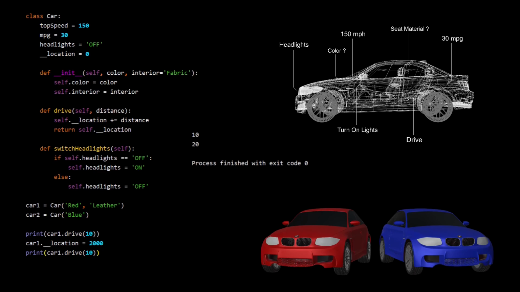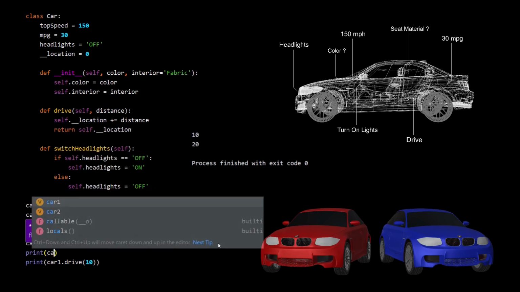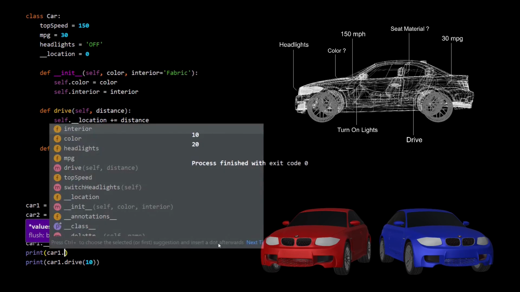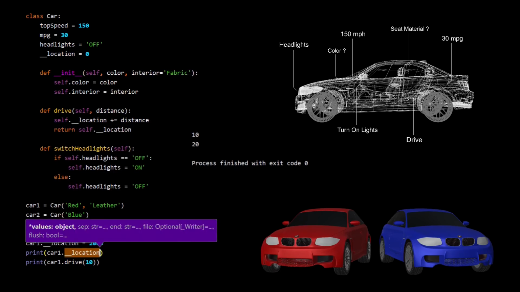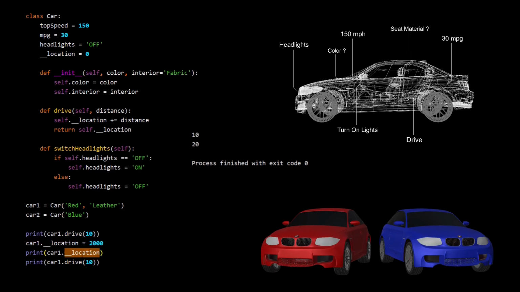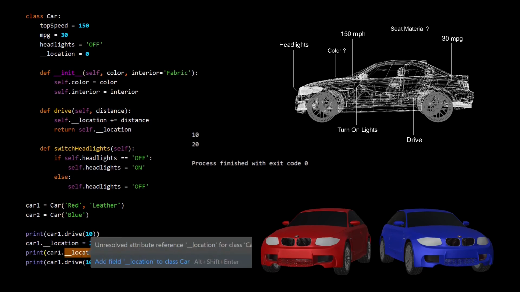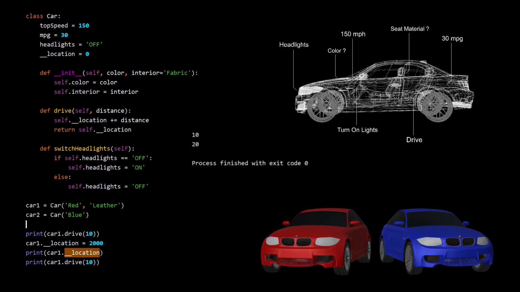So how's Python really doing that? To understand this, let's try to print out the underscore location outside of the class. Even though the editor will give us an error saying this is an unresolved attribute, we can still print it out because we have set that value to the car object. So as you see, it is 2000.